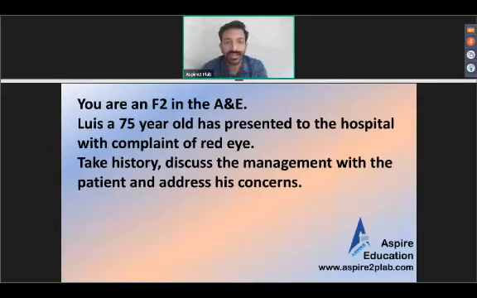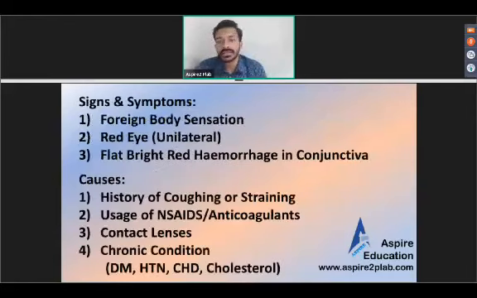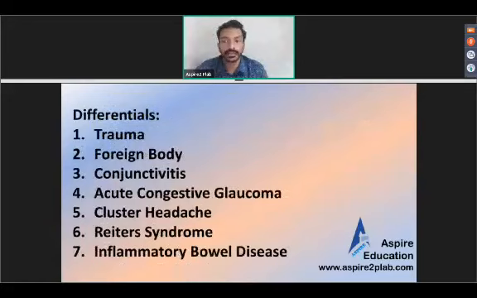So when you see red eye, initially it used to be, oh, it's glaucoma, but now they have another station for red eye, that is subconjunctival hemorrhage. So red eye, let's see the differential. If it is the red eye, the differential is trauma, foreign body, conjunctivitis, acute closure angle glaucoma, cluster headache, Reiter syndrome, inflammatory bowel disease.